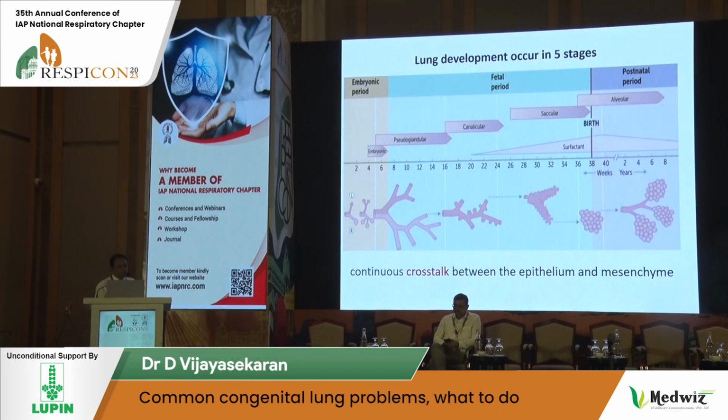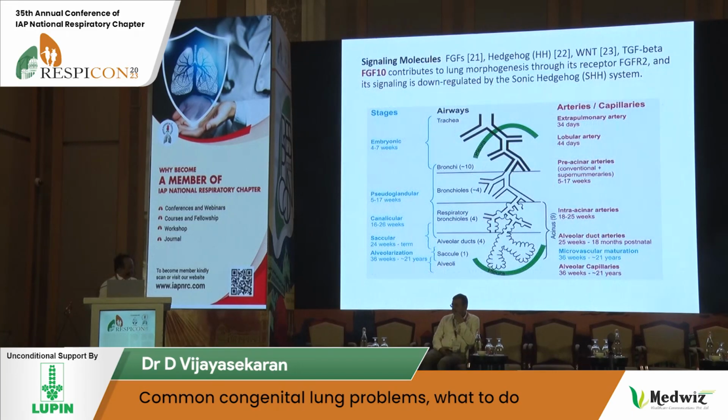By the embryonic stage itself, major divisions are formed. By the pseudoglandular stage, the airway divisions go up to bronchioles. By the canalicular stage, even the respiratory acini are formed. Actually, these signaling molecules play a very important role in the development of the lung, particularly this FGF10.